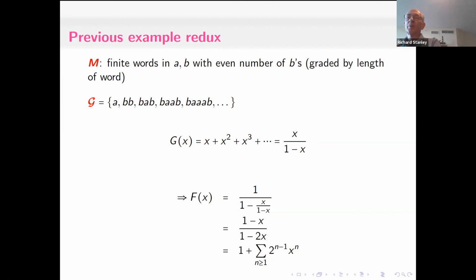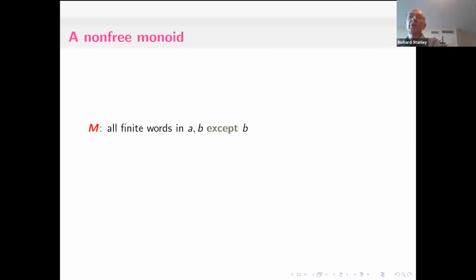And finally, just an example of a monoid that's not free. You might wonder if there's a simple example of that. Let M be all finite words in the alphabet A, B, except for the word B. Obviously, this is still closed under multiplication, under concatenation of words. But it's not free because ABA has 2 factorizations, AB times A and A times AB. Neither of these factors can be factored further because B is not in the monoid.